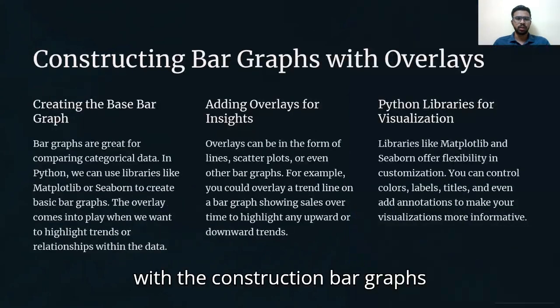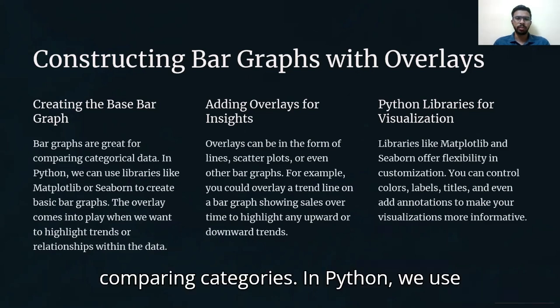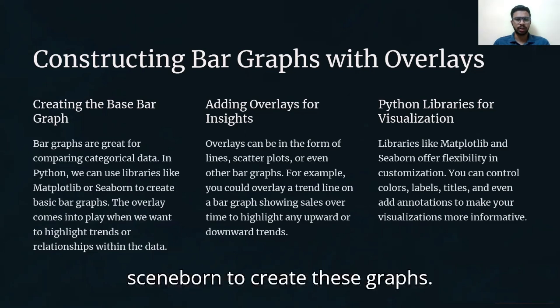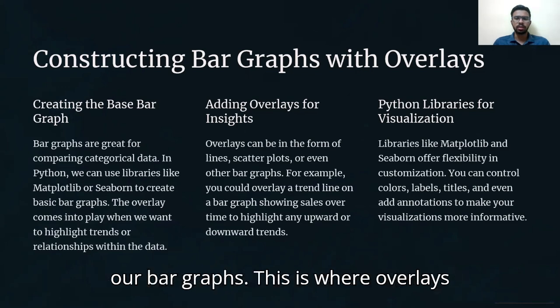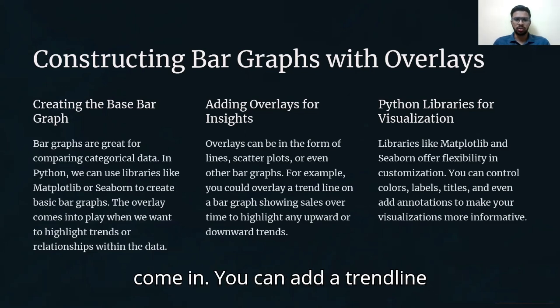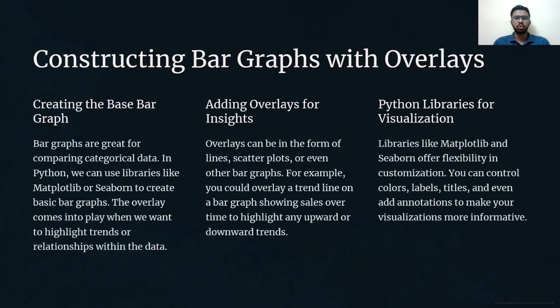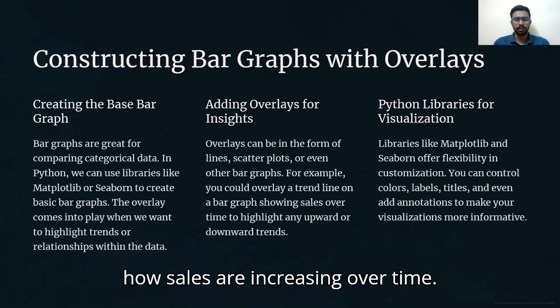We will be starting with constructing bar graphs with overlays. Let's start with bar graphs. Bar graphs are great for comparing categories. In Python, we use libraries like matplotlib or Seaborn to create these graphs. Sometimes we need to add extra layers to our bar graph. This is where overlays come in. You can add a trend line or even another bar graph on top to show a relationship or pattern. For example, you might add a line to show how sales are increasing over time.